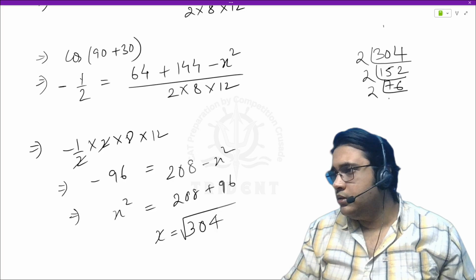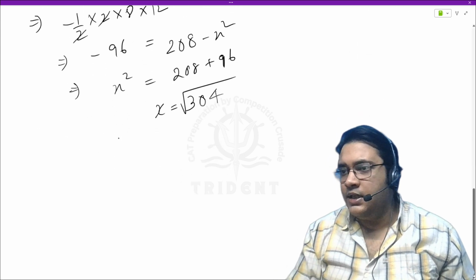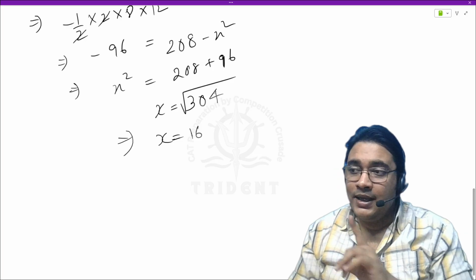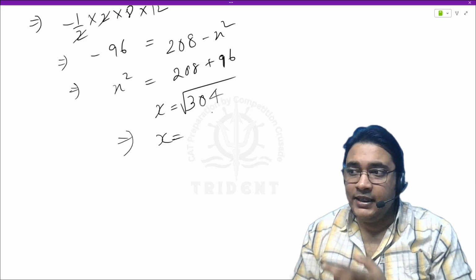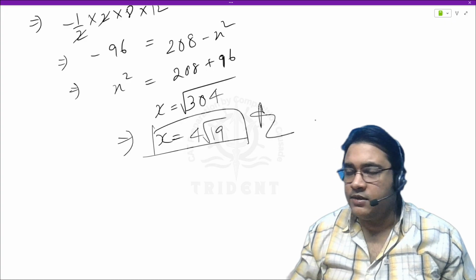So yes, you can see 19 into 16. So this becomes x equal to 16. So hold on, this is not 16, that is 19 into 16. So 4 root over 19. So this is my answer, right?